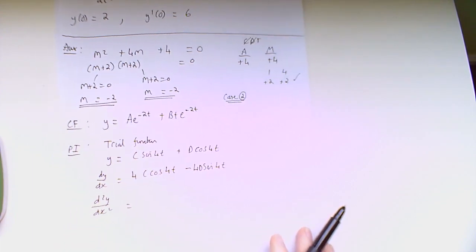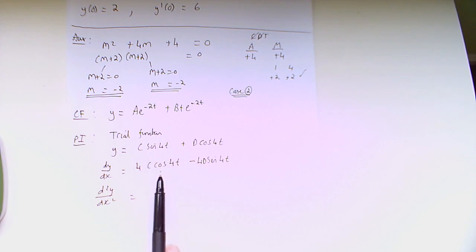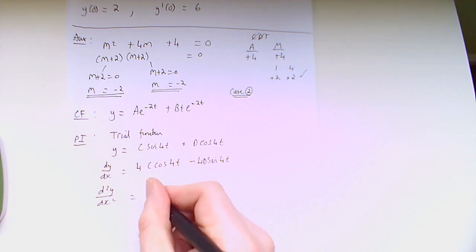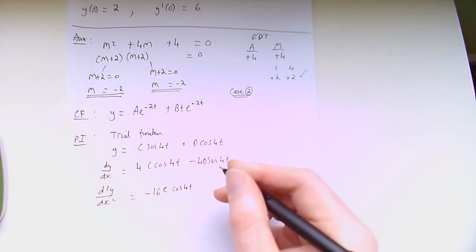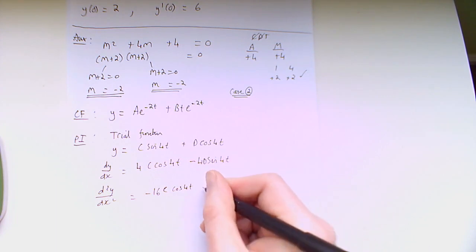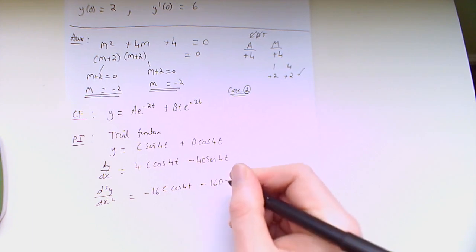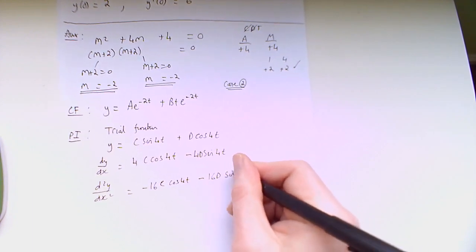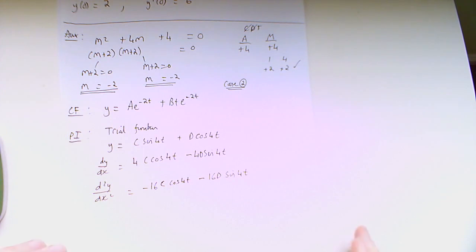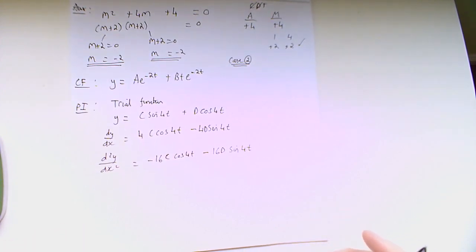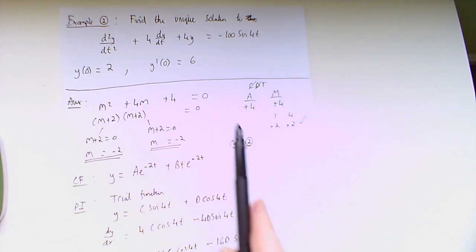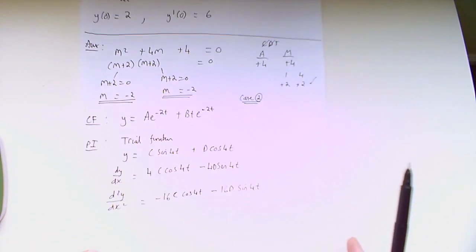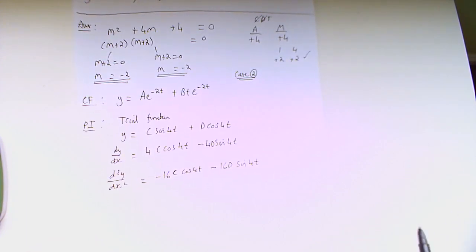Now differentiate again. Sine became cos, cos became negative sine, so cos becomes negative sine again, and remember the 4 jumps out, so that's negative 16c cos 4t. Sine becomes cos, staying negative, so it's negative 16d sine 4t. Now we're going to substitute those two functions back into our original differential equation at the top.